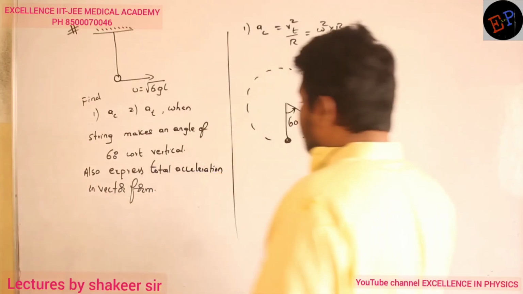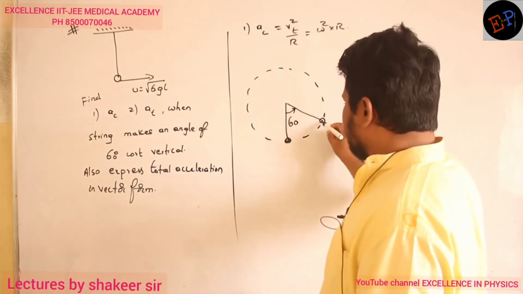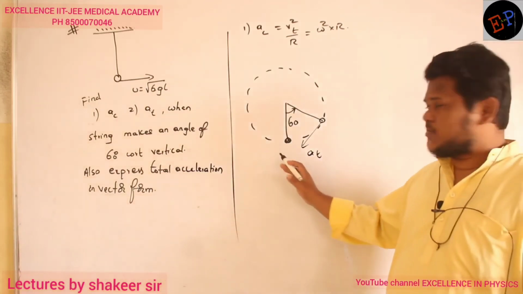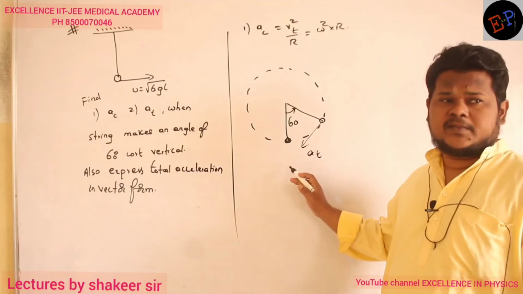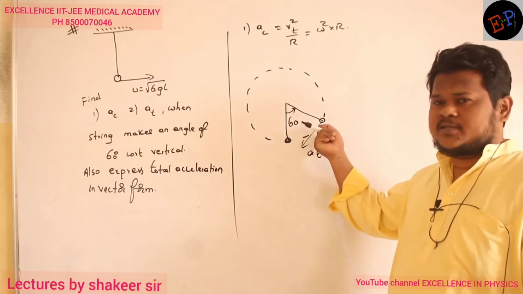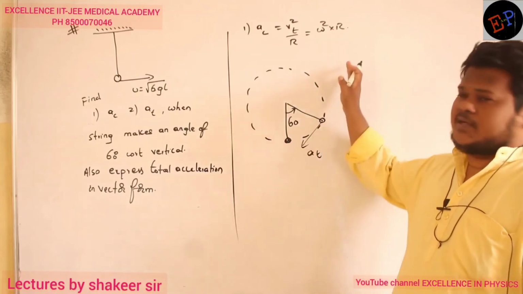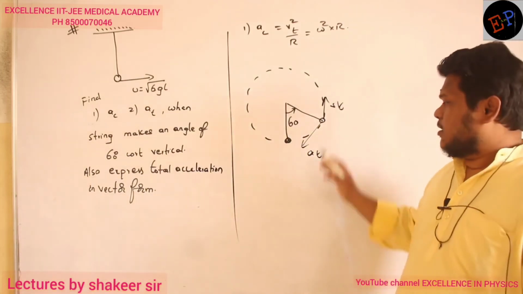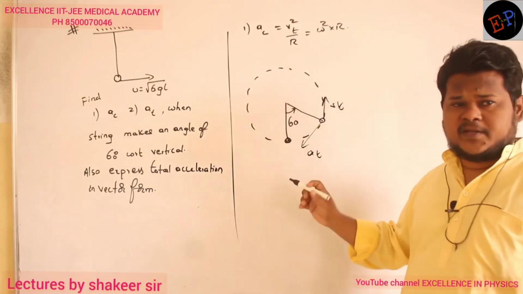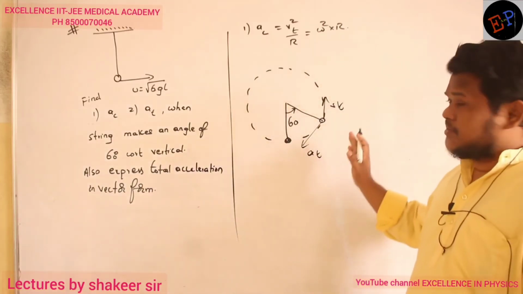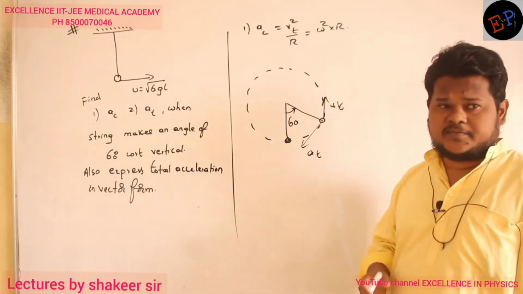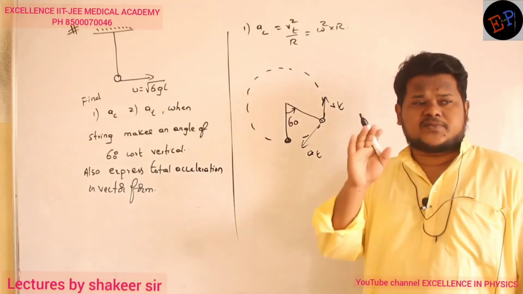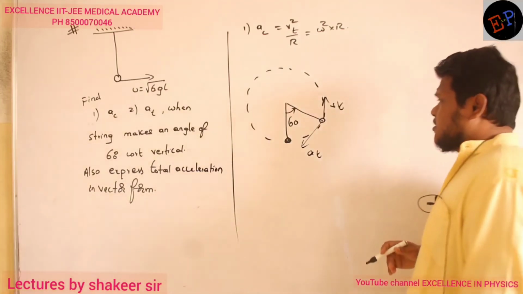After covering an angle of 60 degrees, tangential acceleration will be in this direction. Why? Because when the body is moving up, its speed reduces. It means acceleration is in the opposite direction. Tangential velocity is in this direction and acceleration is opposite, because speed is reducing. Already we discussed that if speed is increasing, velocity and acceleration are in the same direction. But here velocity is in one direction and acceleration is in the opposite direction, because velocity is reducing.